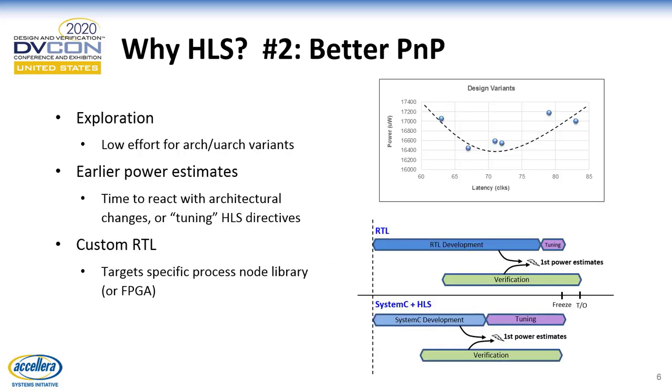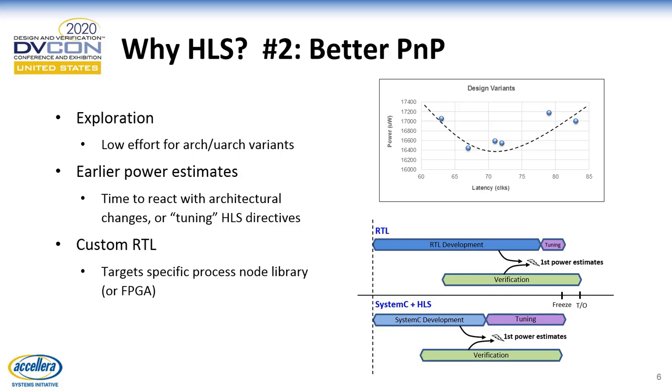Number two, this is probably my favorite individually, in my opinion, is I like that we can achieve better power and performance. This is primarily through exploration. You could do some of these techniques with RTL, but it may take you years. You can't iterate as quickly, and often there's not the time to get there with the complexity of the designs. So making quick changes in the design you can do with pretty low effort.